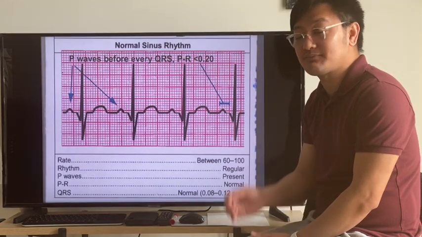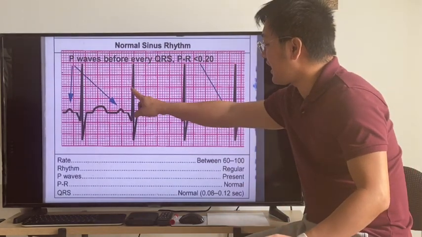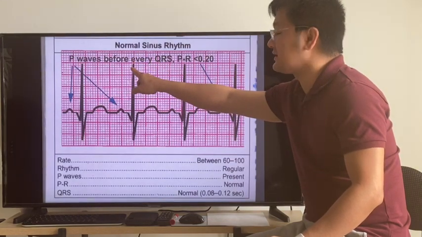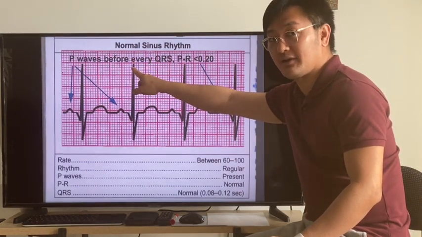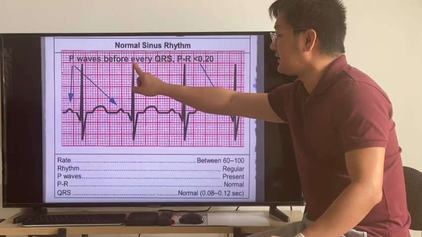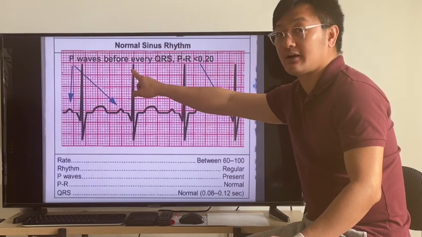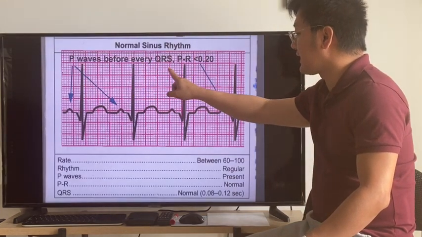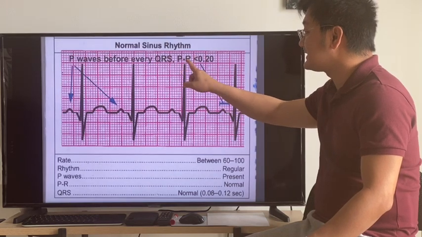We use the 6 magic numbers. Look for an R wave that falls directly on a dark line. The next dark line, you start counting 300. Familiar? I hope so. So, R wave that falls directly on a dark line. The next dark line, you start counting 300, 150, 100, 75, 60.